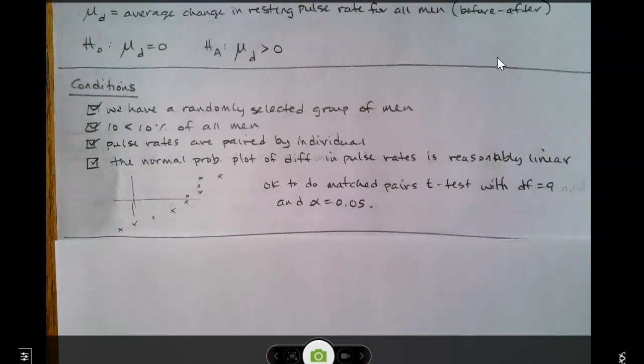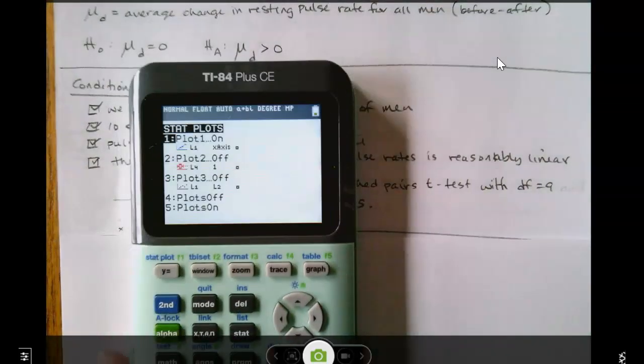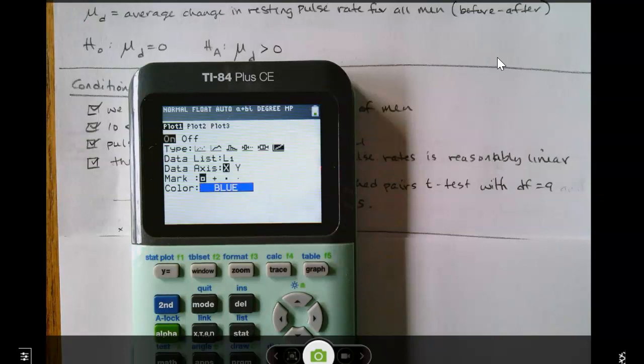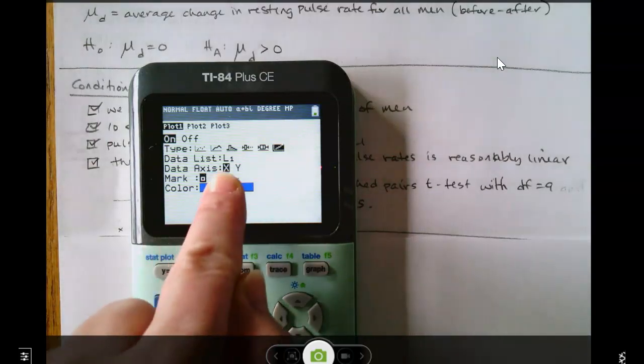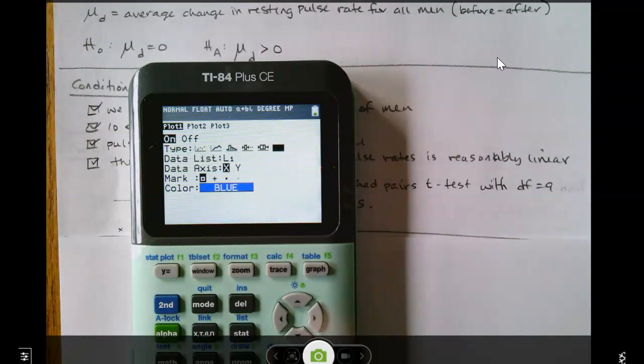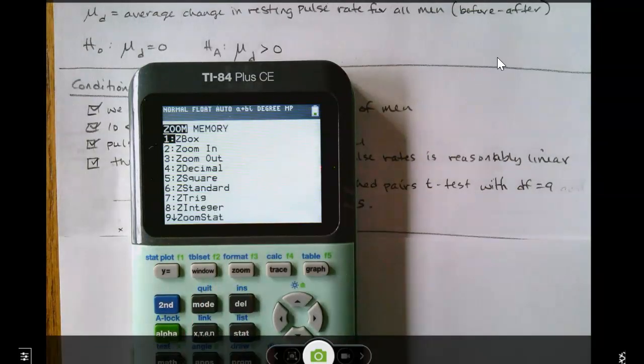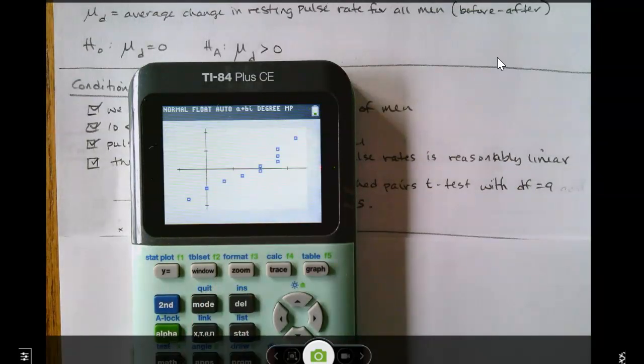So here's how you do a normal probability plot. If you go ahead to your stat plots and turn one on, the normal probability plot is the very last one out here. It actually kind of looks like a scatter plot almost. And then you're just telling it, I put my list of differences into list 1. So this will give you the normal probability plot, and then you can just go ahead and zoom 9, and that's what that plot looks like. So again, you're looking for that to be reasonably linear. And again, with a sample size of only 10, there's a lot of wiggle room here.